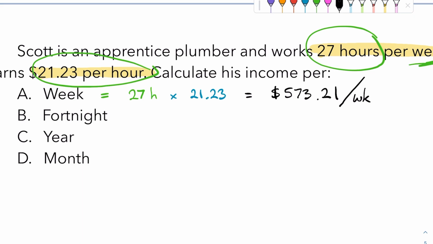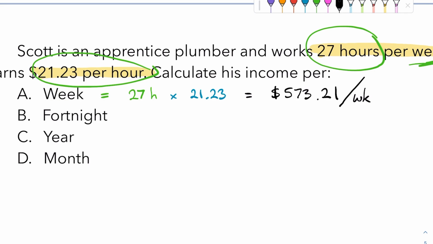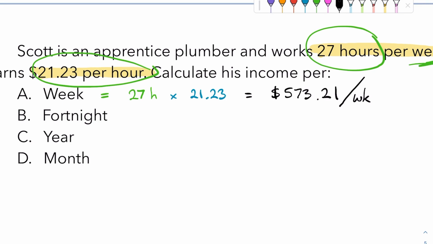Okay. Now that I have this, I might use this figure to convert out the rest because it'll be easier than starting from the hour and then converting it to fortnights, which will be a bit of a pain. We're just going to take this number and use it to find the rest. So there are 2 weeks in a fortnight, so let's take 573.21 and multiply that answer by 2 to create a fortnight. Times 2, we'll get $1,146.42, and that's per fortnight.